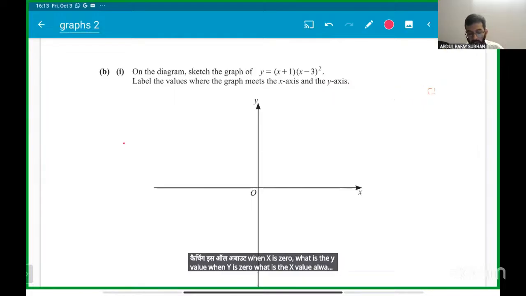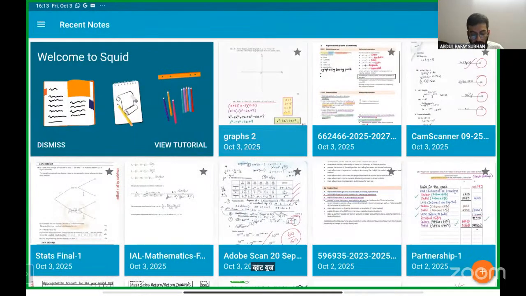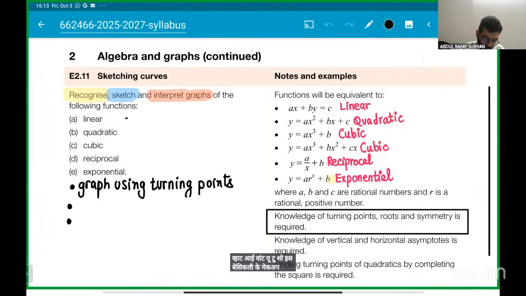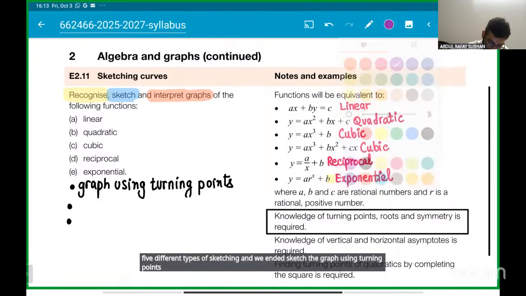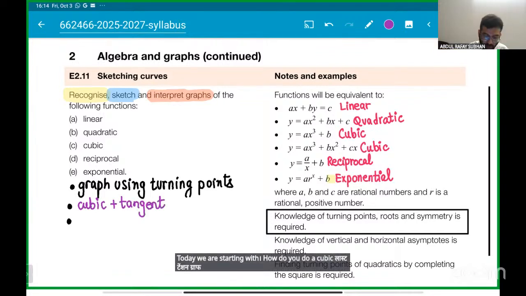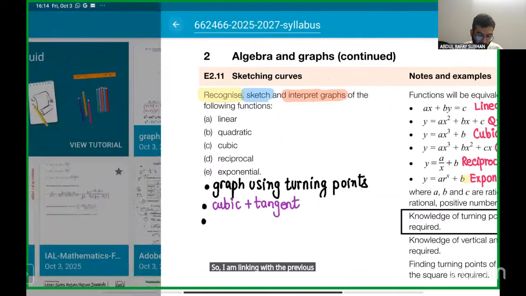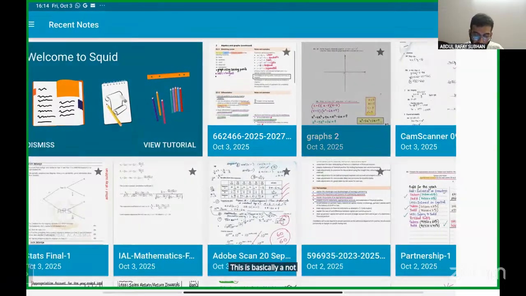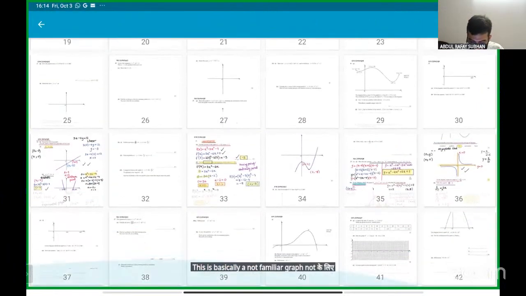We will do that, but what I want you to see is, in the previous session we talked about 5 different types of sketching and we ended on how to sketch the graph using turning points. Today we are starting with how to do a cubic plus tangent graph. I'm linking with the previous session as well. This is not a familiar graph and doesn't come quite frequently, but it can come, students.